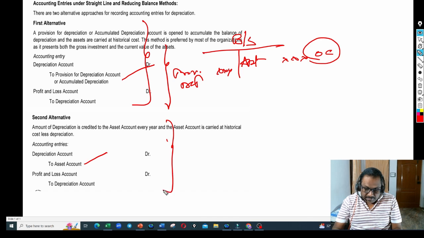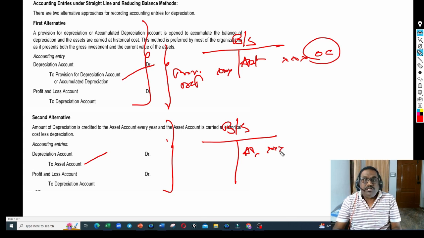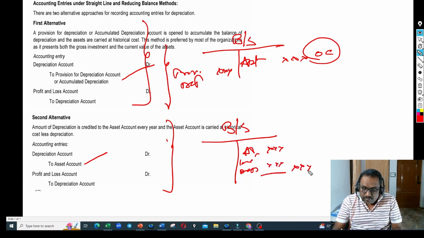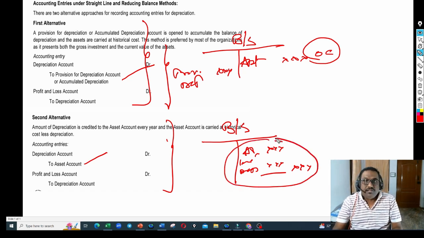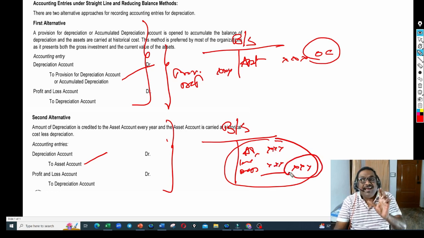In the other method, in the balance sheet, the asset account will be shown with the original cost in the inner column, and less depreciation, and the net asset value will be shown in the outer column. See here, we are not showing the asset with the original cost. We are showing the original cost minus depreciation and showcasing the net asset value in the balance sheet.